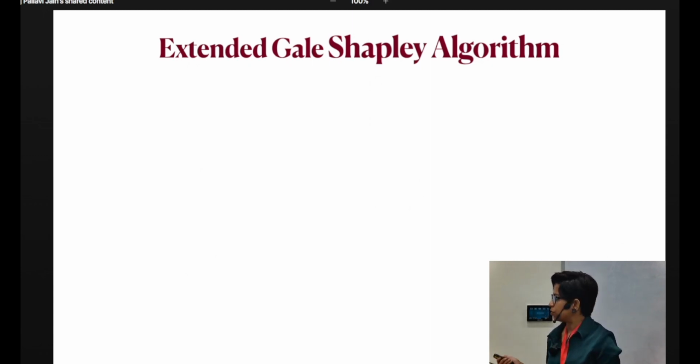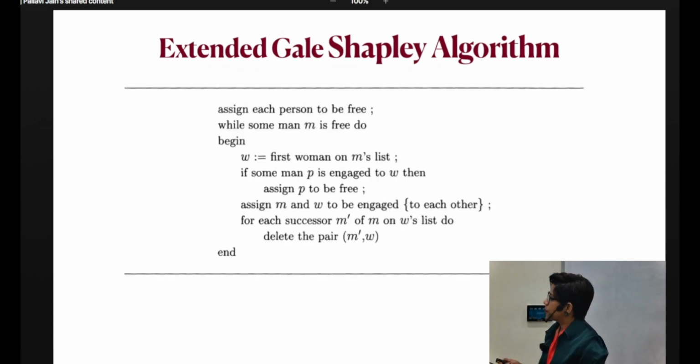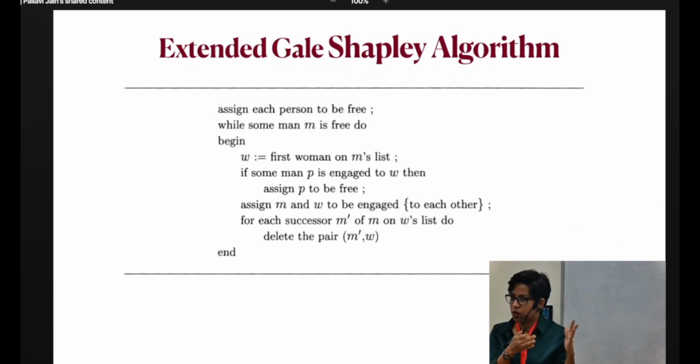Let's look at the pseudocode and see if there is anything different here. First, you have men on one side, women on the other side.